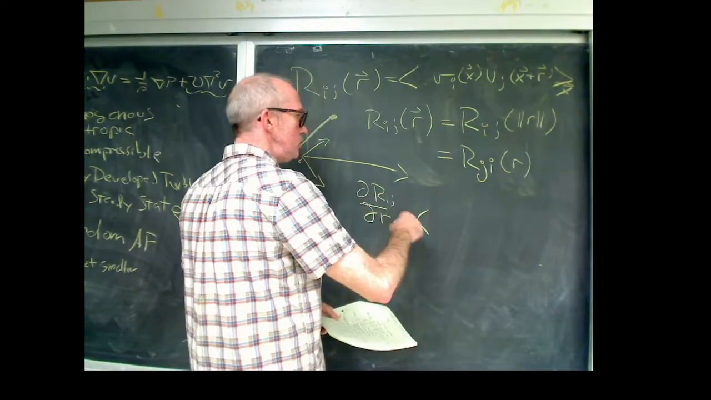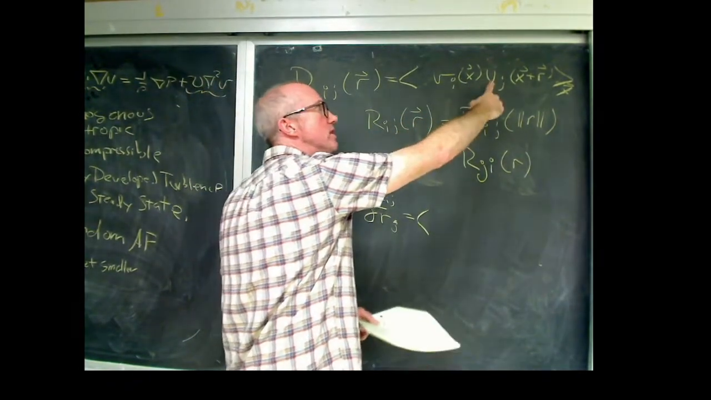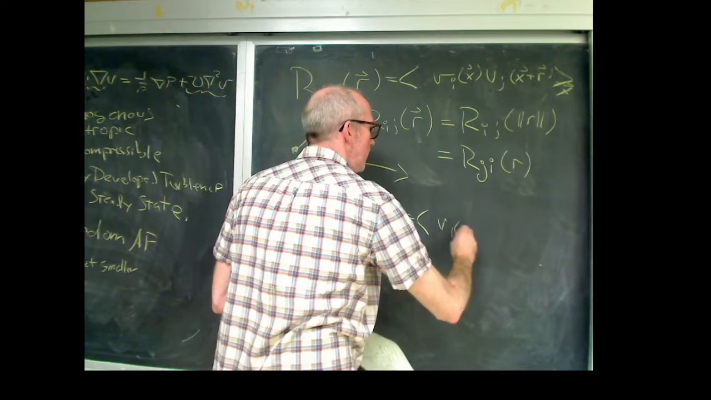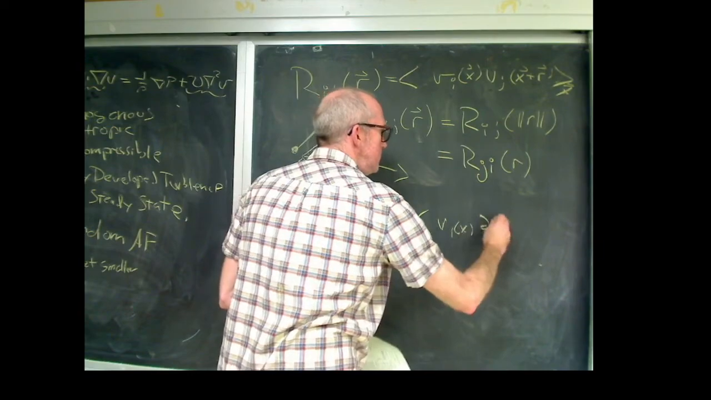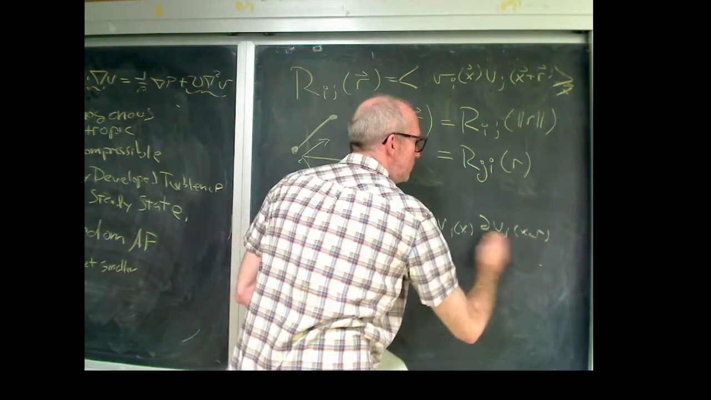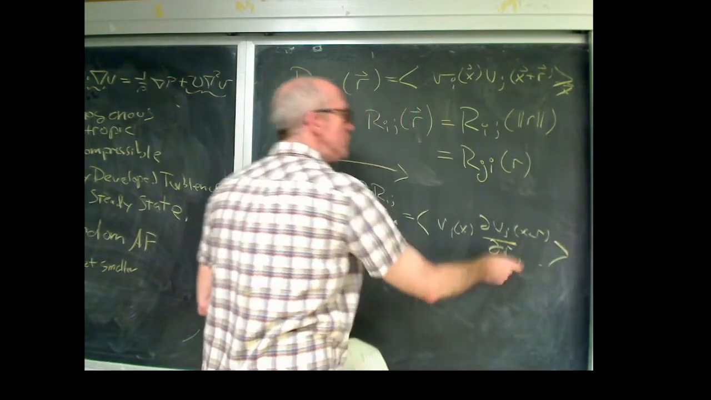So this is equal to dRij over drj. The first factor doesn't have any dependence on r, so the only thing we have to differentiate is vi at x times dvj at x plus r over drj. This term is 0, so the whole thing is 0.